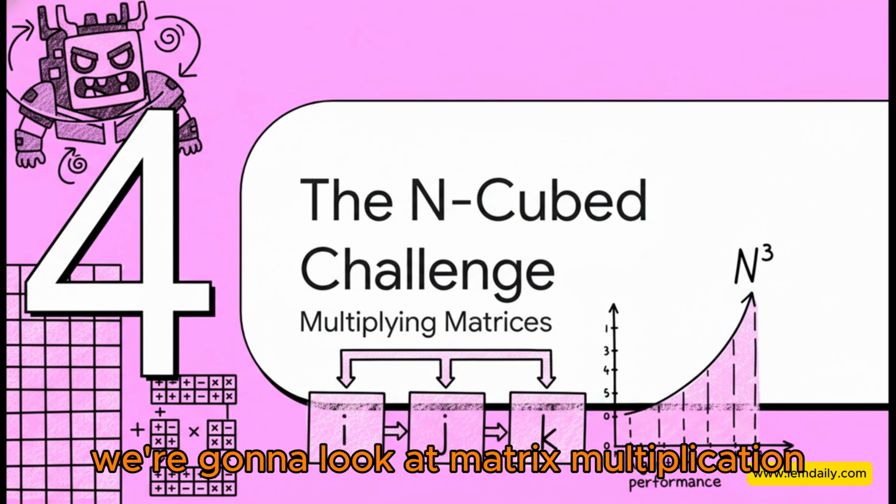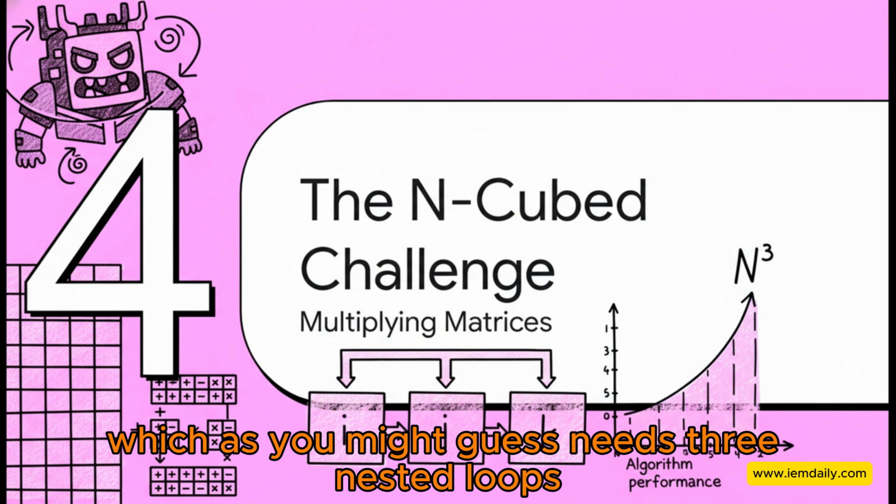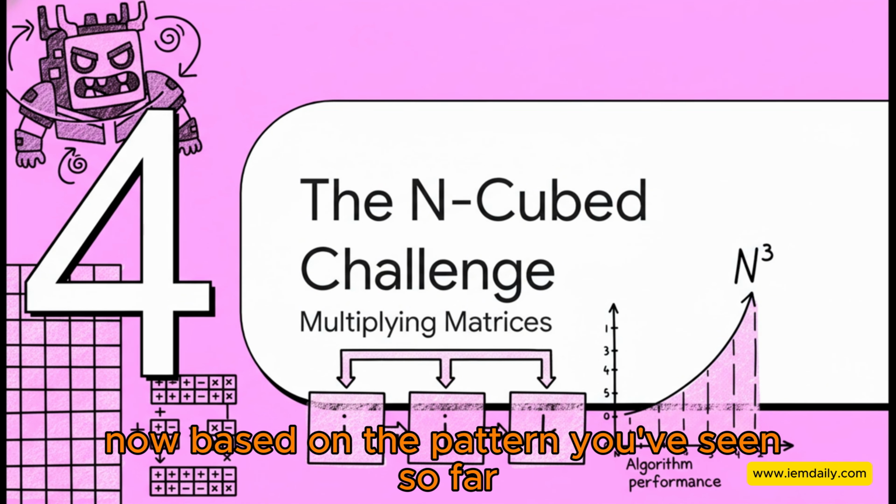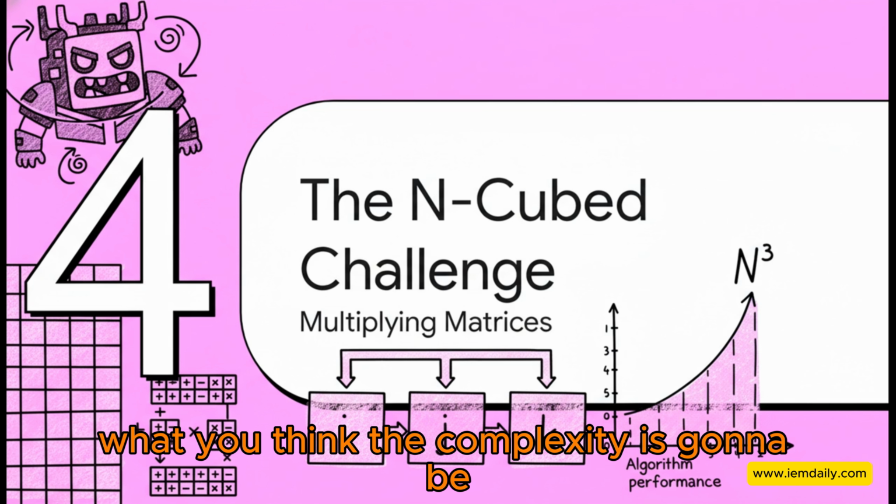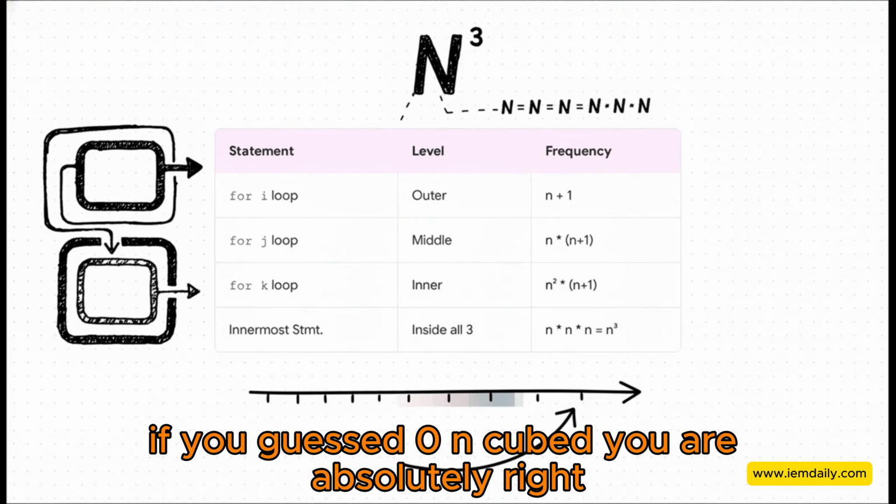Okay, time for the final boss, level 3, the n-cubed challenge. We're going to look at matrix multiplication, which, as you might guess, needs 3 nested loops. Now, based on the pattern you've seen so far, take a second and predict what you think the complexity is going to be. If you guessed O of n cubed, you are absolutely right.